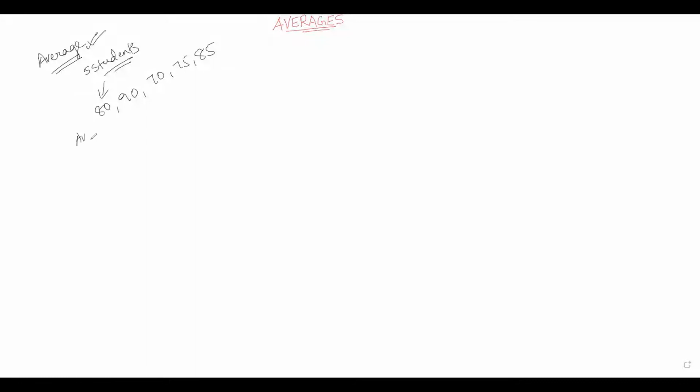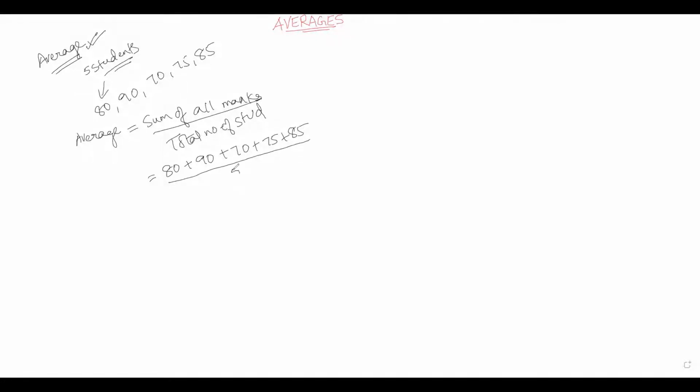So the average marks of the students can be simply written as sum of all the marks of all these 5 students upon the total number of students. So this would be simply 80 plus 90 plus 70 plus 75 plus 85 upon the total number of students, which in this case would be 5. So if you take the sum of the numerator, this would be 400 and the denominator is 5. So this would be 80. So that means on an average, the student has got 80 marks in this particular subject.